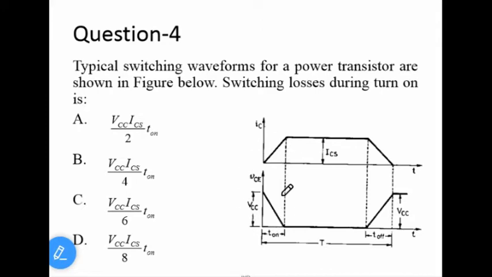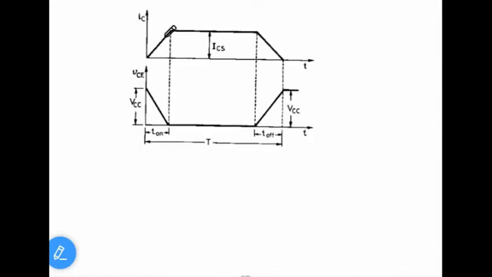During this turn on process, what is the energy loss? What is the switching energy loss? For this case, let us see the answers. VCC into ICS by 2 into t on. The second one is by 4, by 6, by 8. Let us see the derivation.